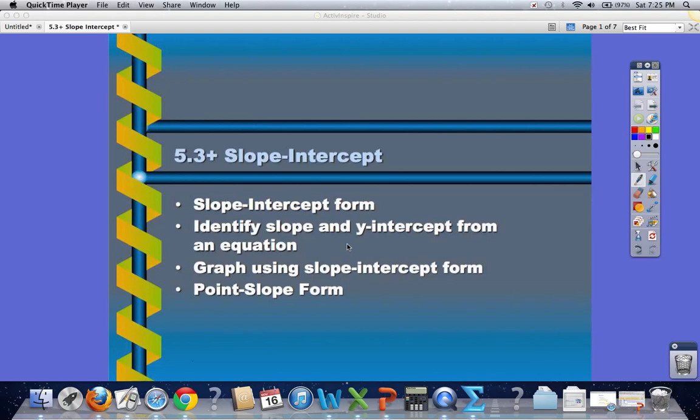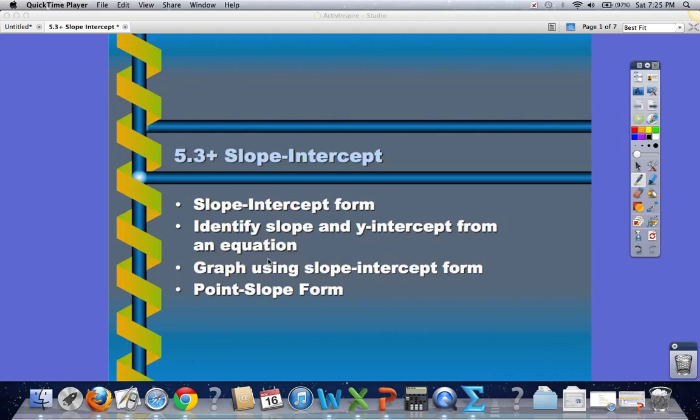5.3 slope-intercept. This is a big section. It's got a lot of little formulas in it that we've got to memorize and a lot of different things. But once you get that down, it's really easy to use. We're going to be finding out about the slope-intercept form. We're going to identify the slope and the y-intercept from an equation.